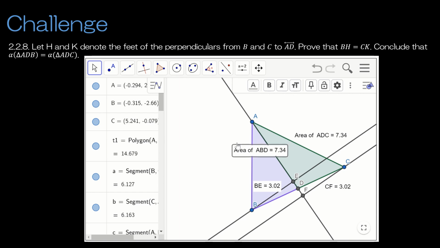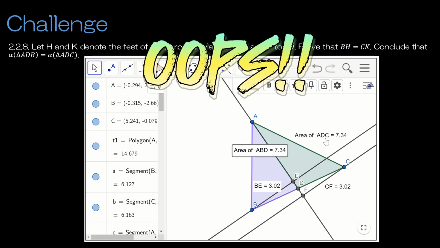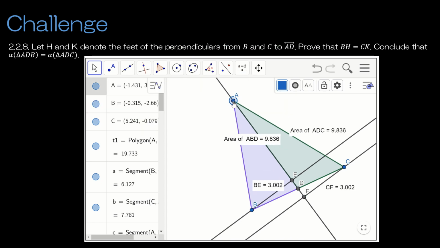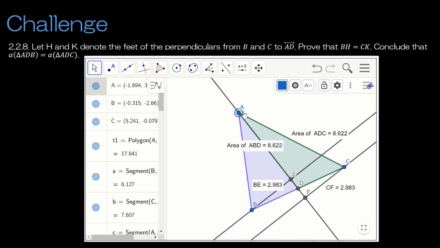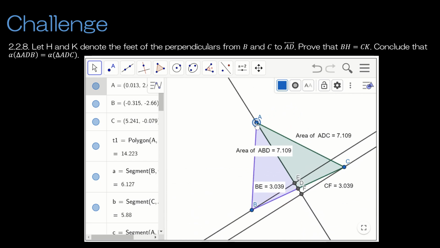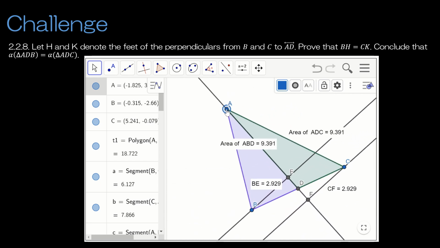I'm also trying to prove that ABD, the one I have drawn in purple, is congruent to ADC. So you can see how GeoGebra can be a helpful tool. No matter which way I turn this, those values are the same. So I can certainly show that in GeoGebra, but as we know, that's not a proof. However, this is a great way to begin a proof so that you understand what you are trying to prove before you start proving it.